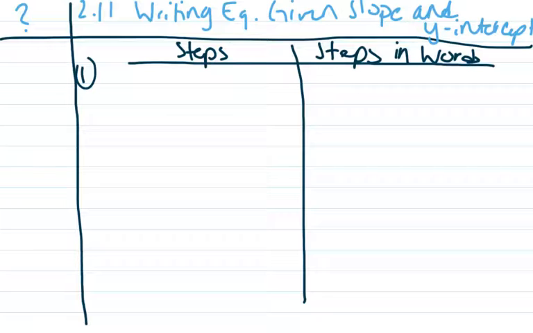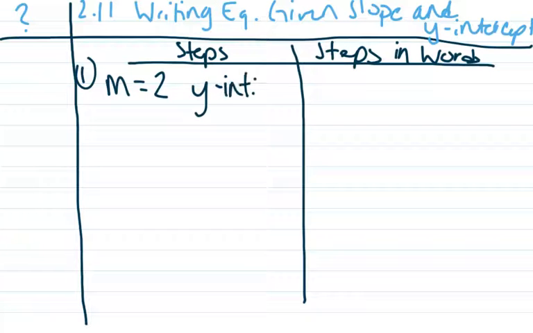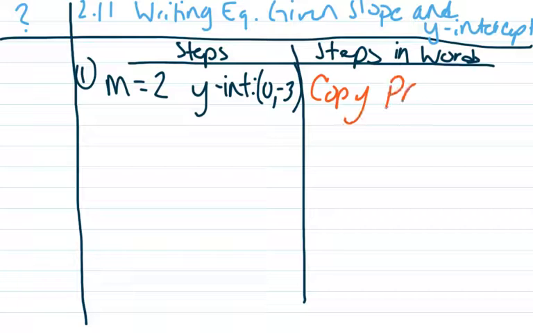So problem 1, if we want to write the equation of a line that has the slope of m equals 2 and the y-intercept is (0, -3), the first thing we want to do is we want to copy the problem.